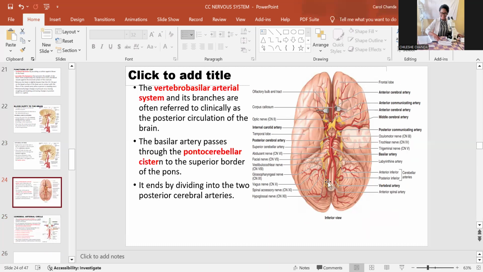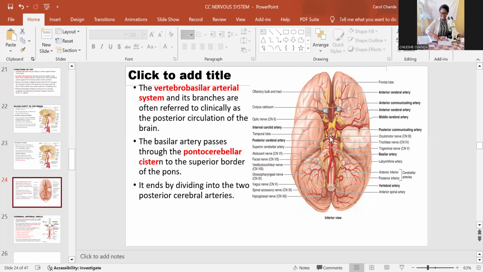If you look at this diagram here, we notice these two on both sides. These are coming all the way from the subclavian arteries, coming up, and then uniting over here. After they unite, they form the basilar artery. As they form the basilar artery, they give off branches that supply this portion of the brain. So this is what is called the vertebrobasilar arterial circulation.